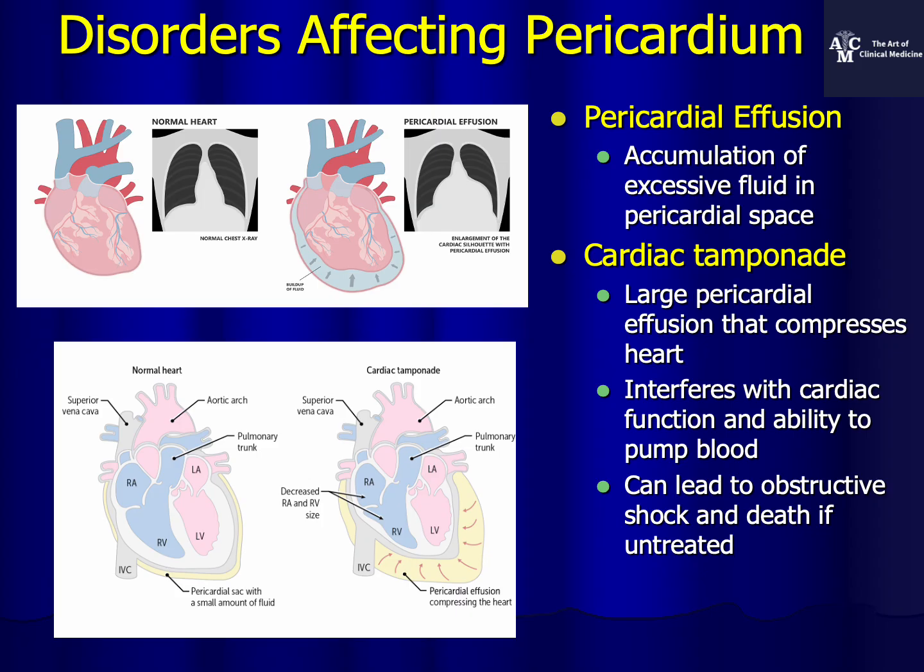If that effusion gets very large, usually around 700 to 800 milliliters, even as high as 2000 milliliters, this is now called cardiac tamponade. This is compressing the heart, so it interferes with cardiac function and the ability to pump blood. You can see in this diagram that as that fluid increases, it can eventually lead to obstructive shock and then death if untreated.